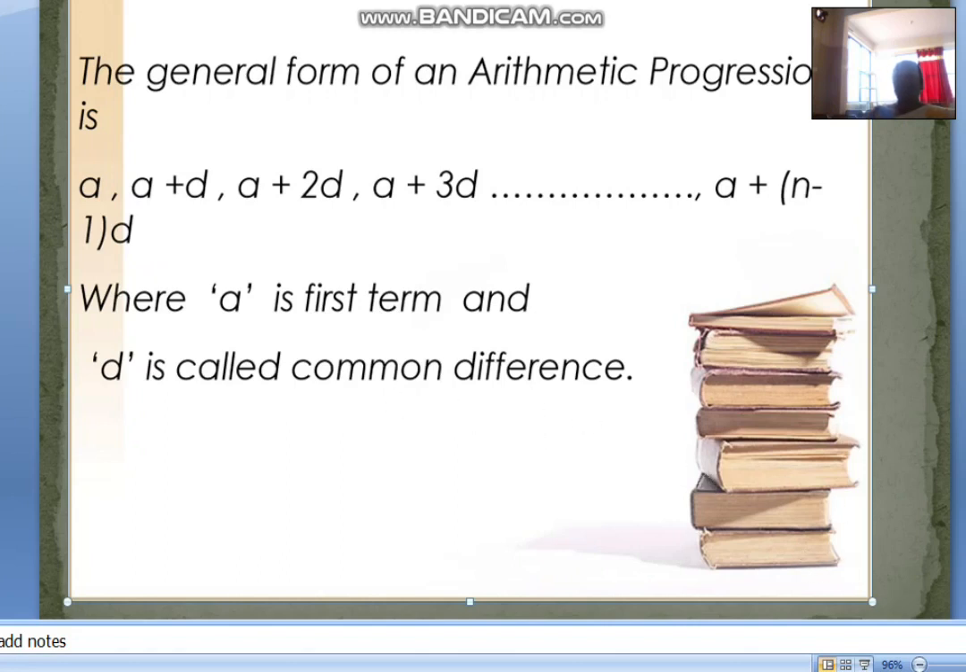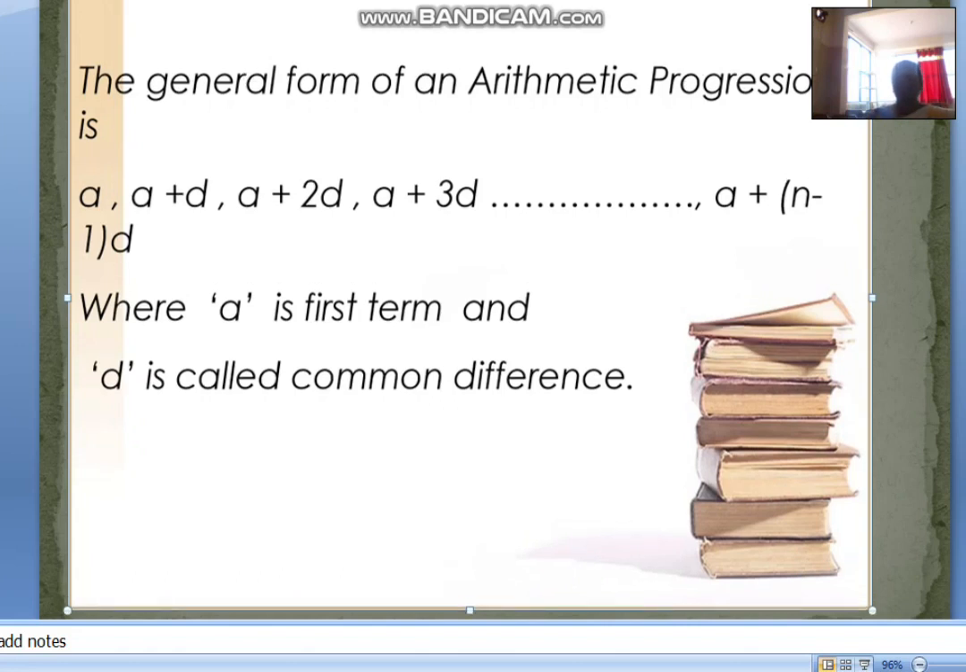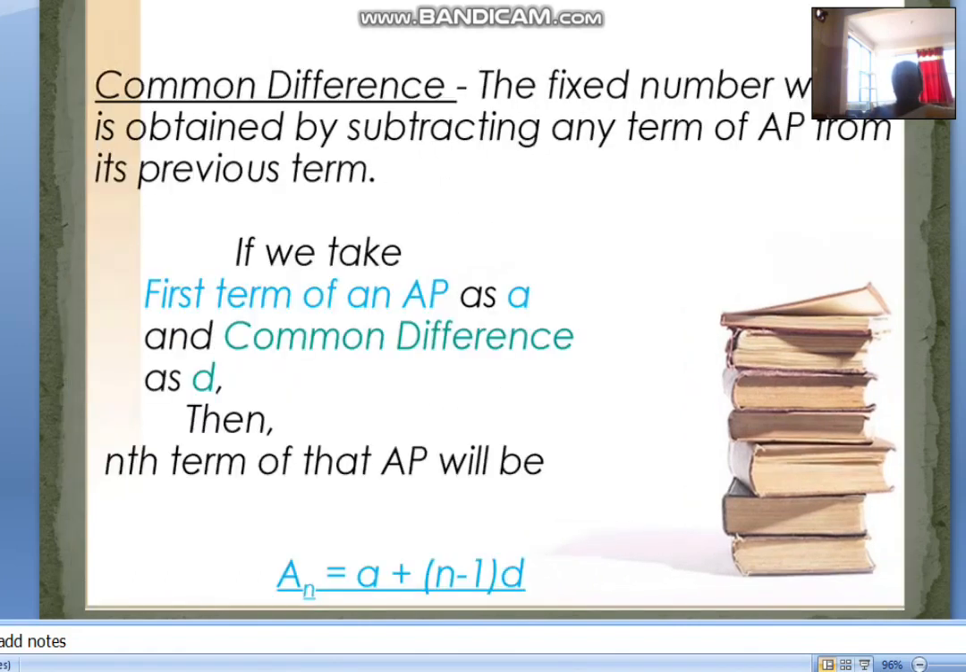So next we'll go to the next slide, that is common difference. What is common difference? The fixed number which is obtained by subtracting any term of an AP from its next term. If we take the first term of an AP as A and the common difference as D, then the nth term of that AP will be denoted as A_n, which is equal to A plus n minus 1 into D. This is the nth term of an AP.